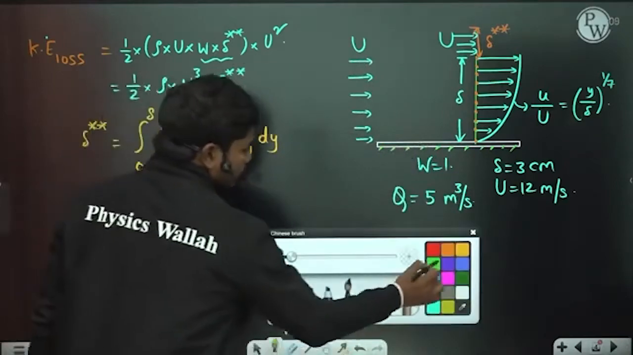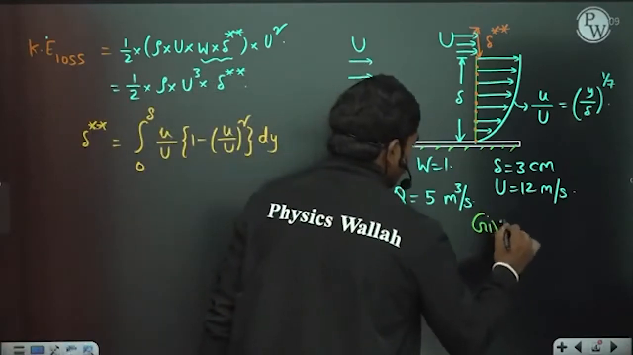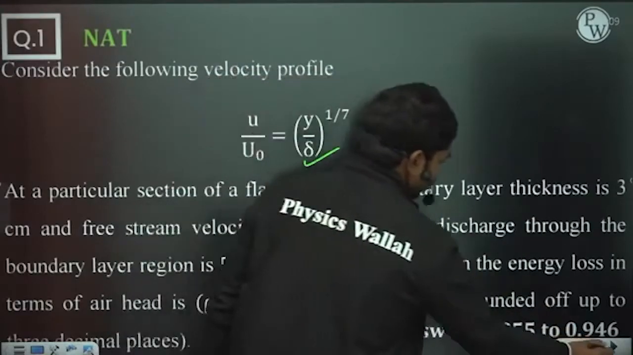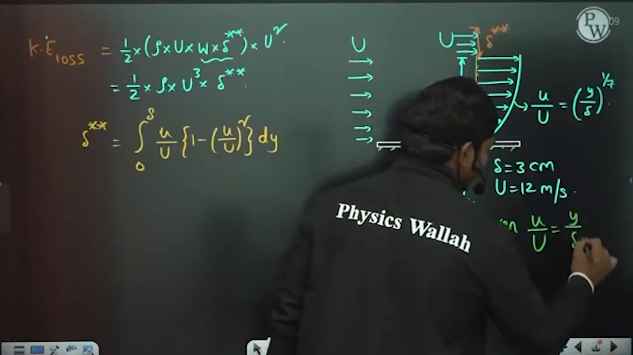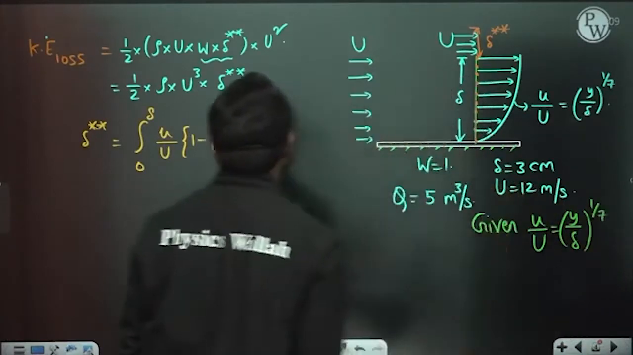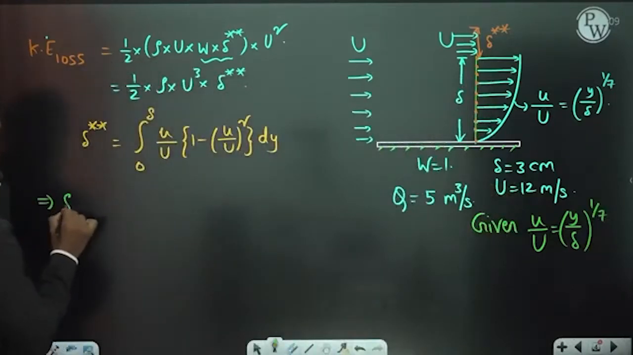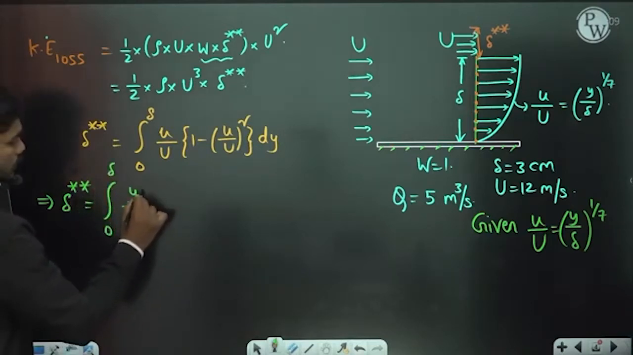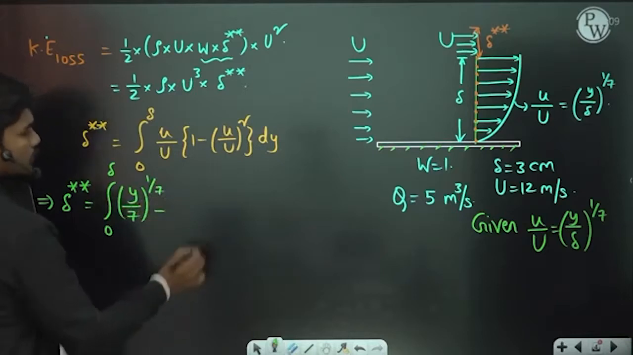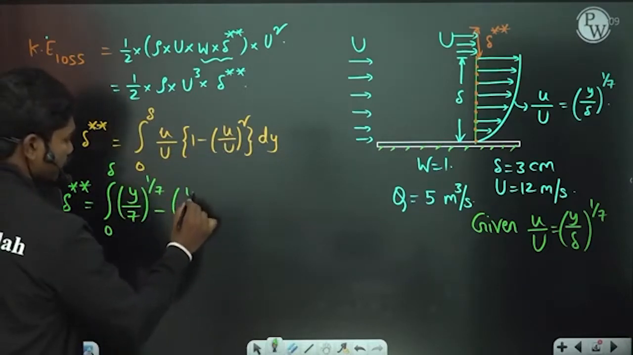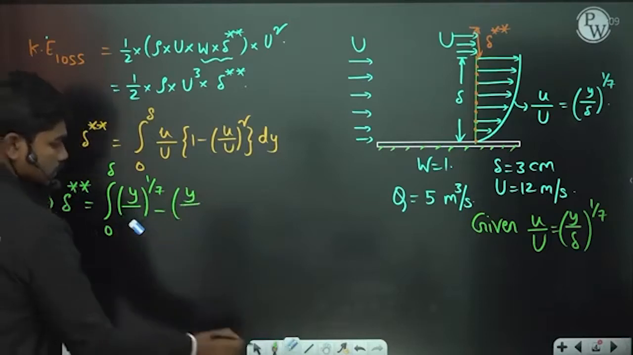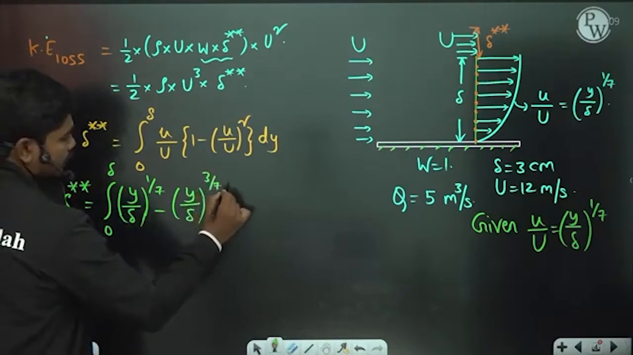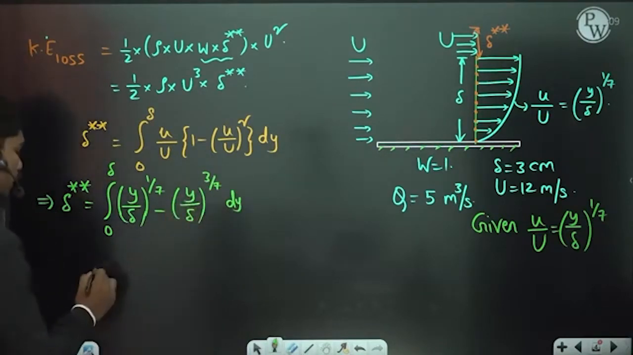So now let us substitute this velocity profile. What is the velocity profile that is given? U by capital U at this location is y by delta whole to the power 1 by 7. So let us substitute here. If you substitute and integrate, this gives you delta double star equal to the integral 0 to delta of y by delta whole power 1 by 7 minus, this is U by capital U whole cube, which means y by delta whole power 3 by 7, dy. So upon integration, what does this value give you?